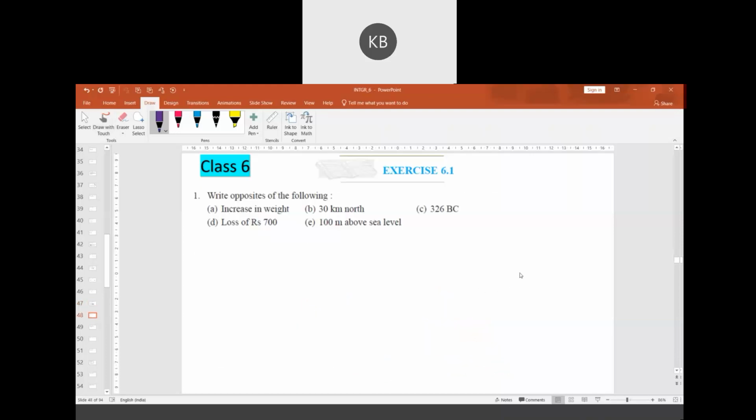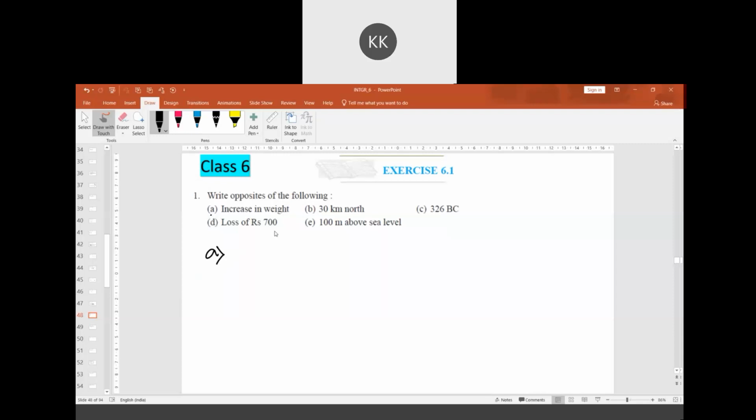Good. So you all have done that. Now we will be starting exercise 6.1. We have to carefully understand the question and then solve it. Here the question is to write the opposites of the following. There are some sentences given. For those sentences, we need to write the opposites.